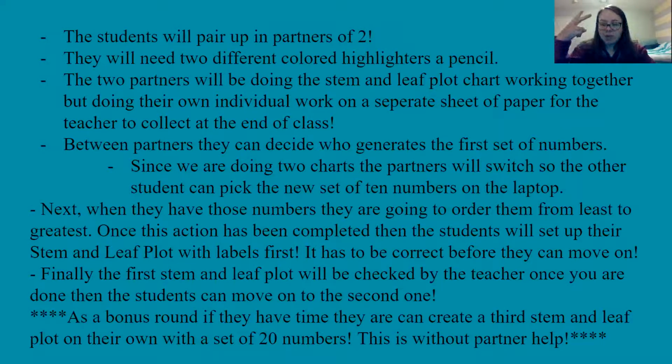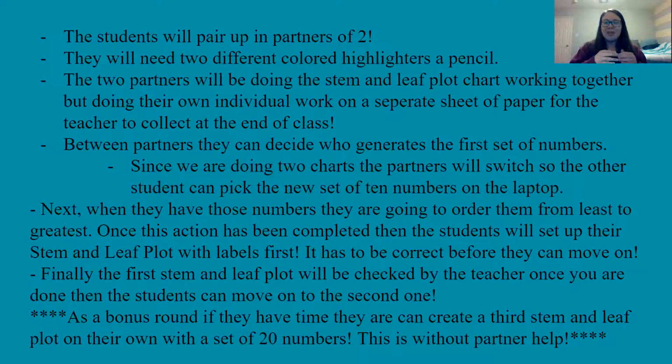So the students will be paired up in 2, so partners of 2. They're going to need 2 different highlighters so that they could show, just like how I showed on my presentation, the stem and leaf. They will choose which color is the stem and which color is the leaf. It does not matter as long as they're 2 different colors. Then they will be working together, but on their own individual separate sheet of paper. That way the teacher is able to collect something from each individual at the end of class to assess each person's work. That way there's grade accounted for.